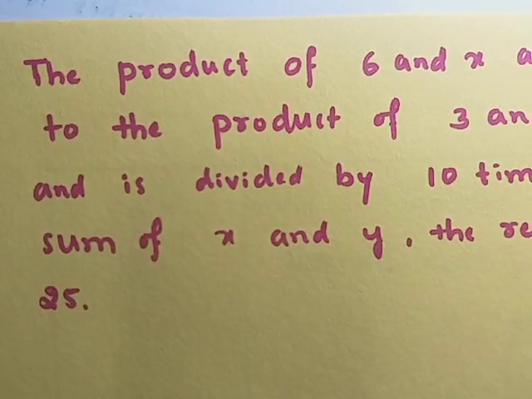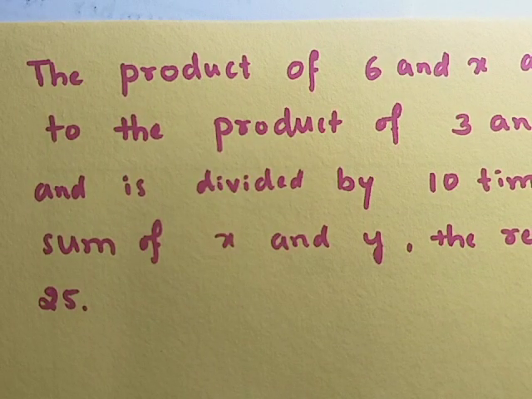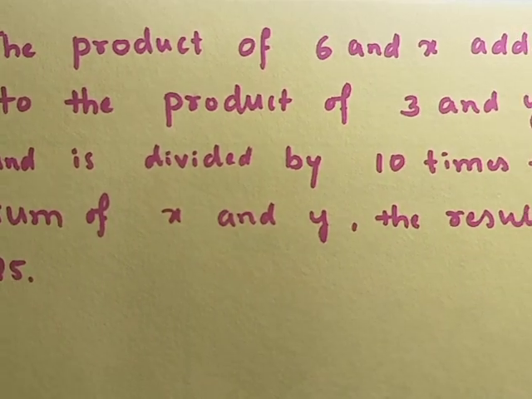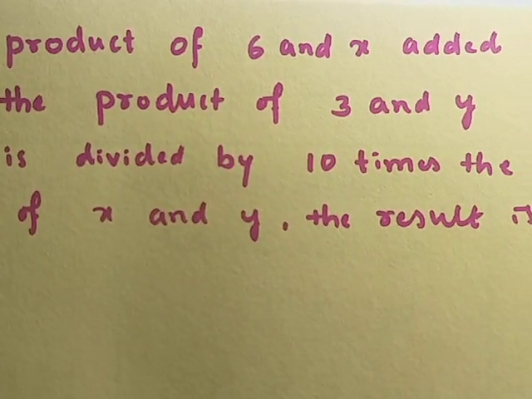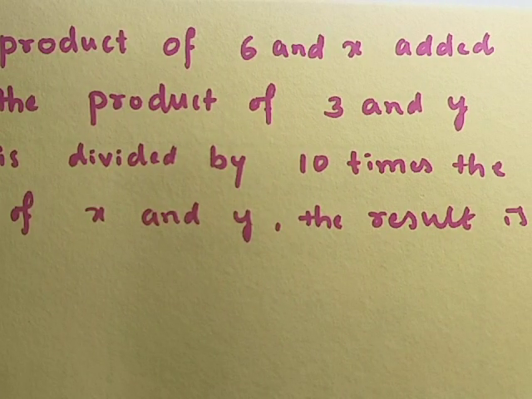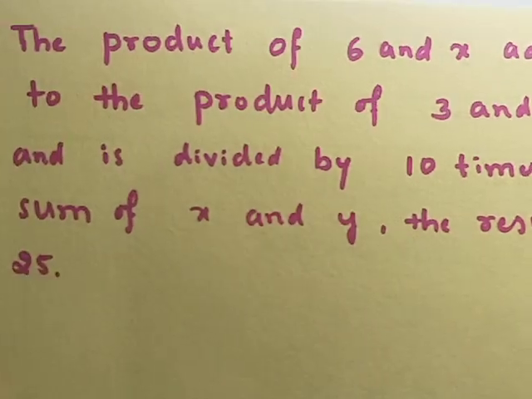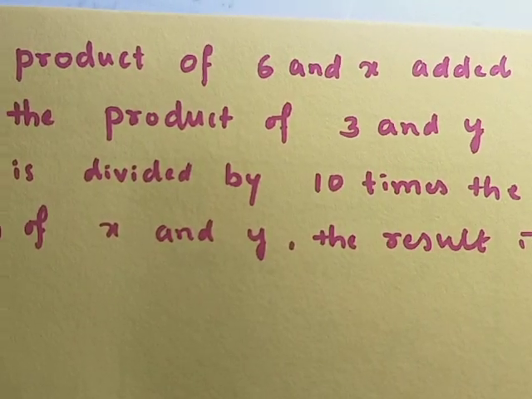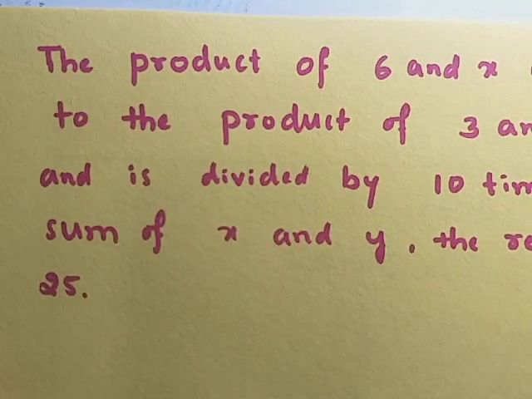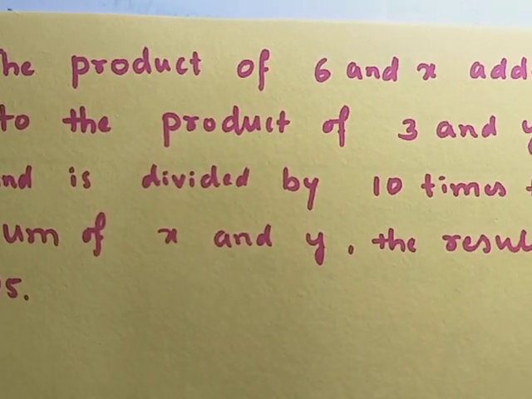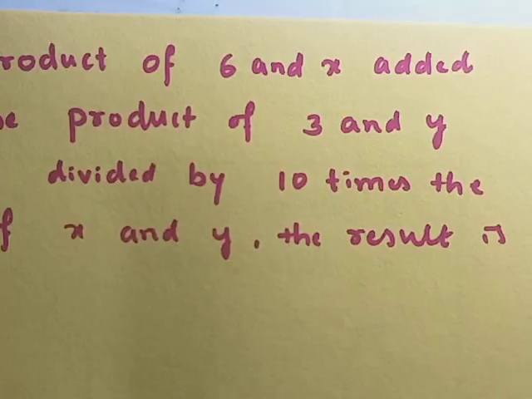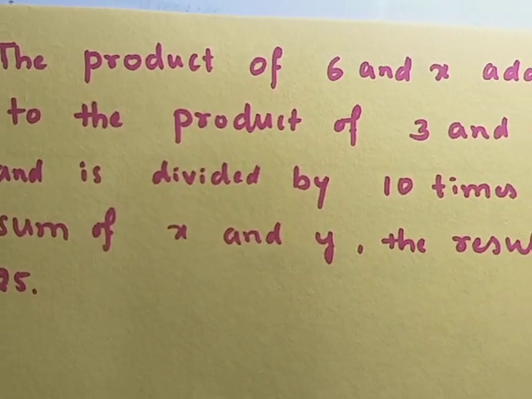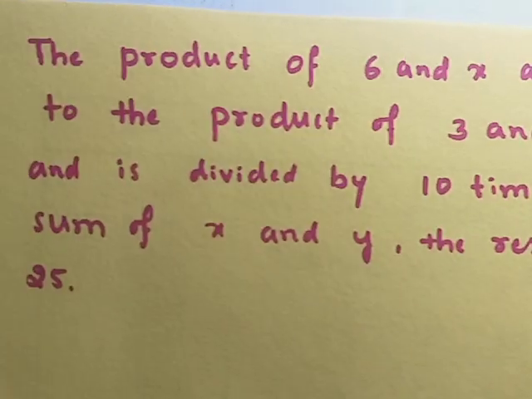Let us take a little longer example here. The product of 6 and x added to the product of 3 and y, and is divided by 10 times the sum of x and y. The result is 25.